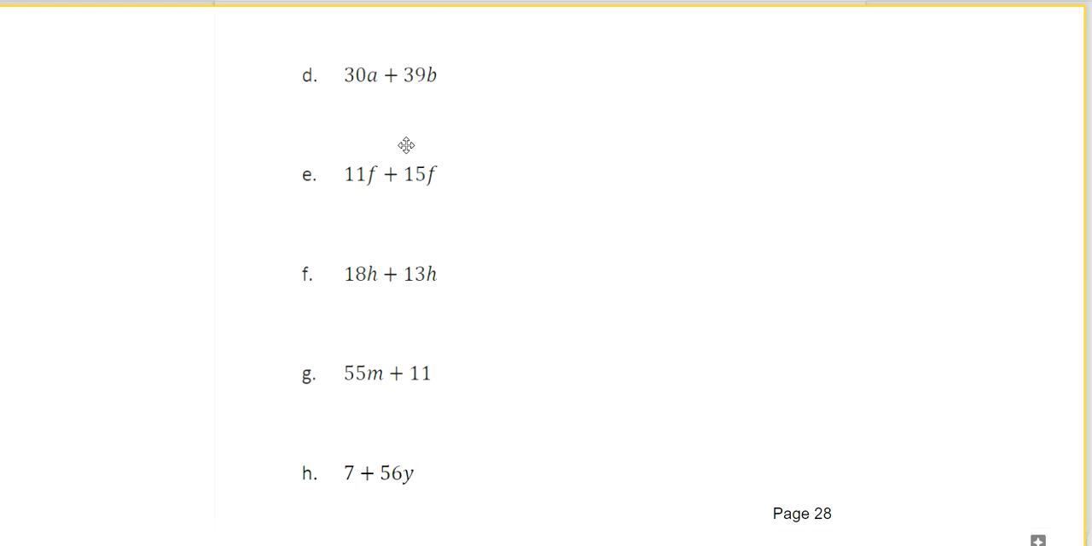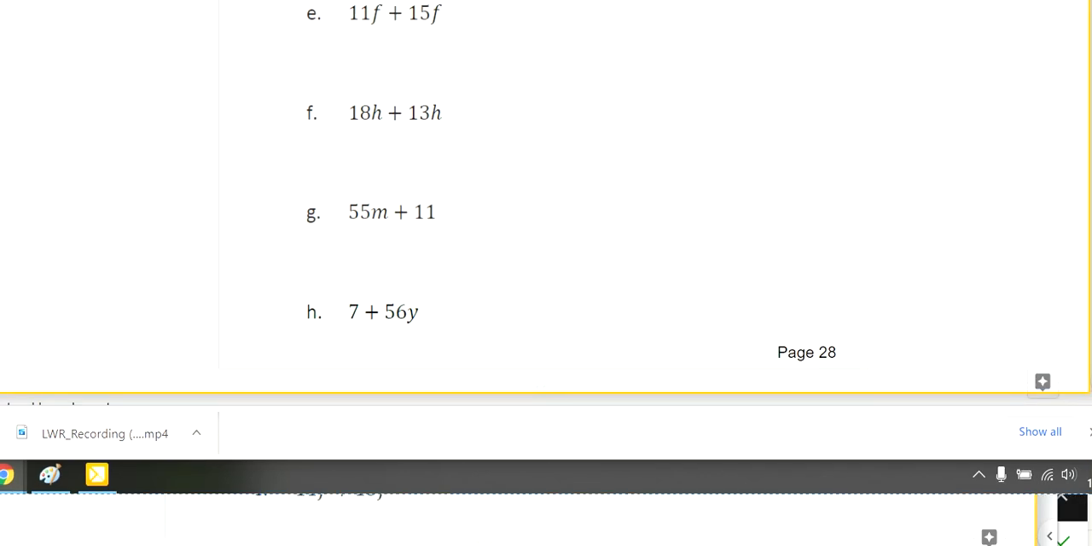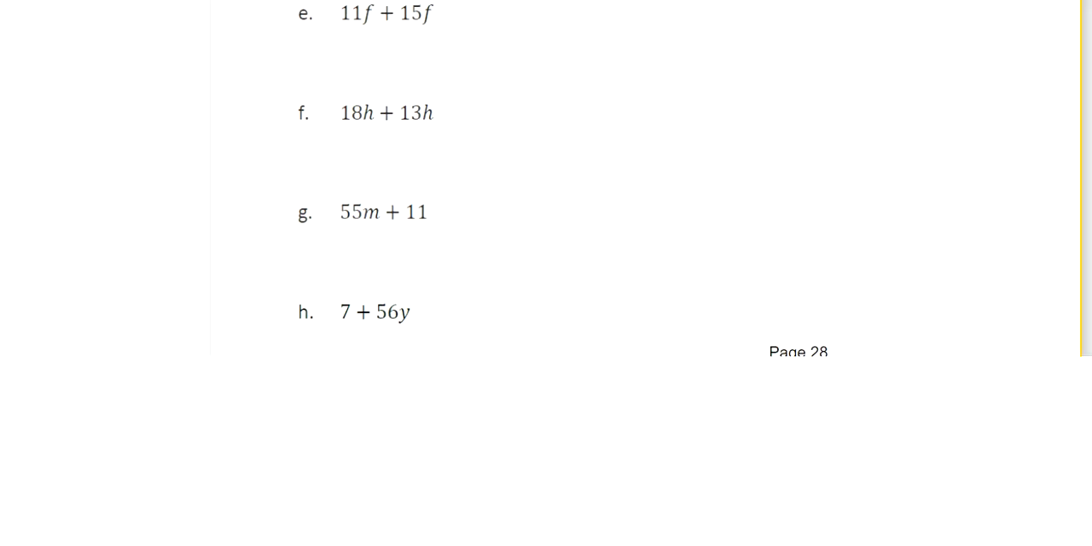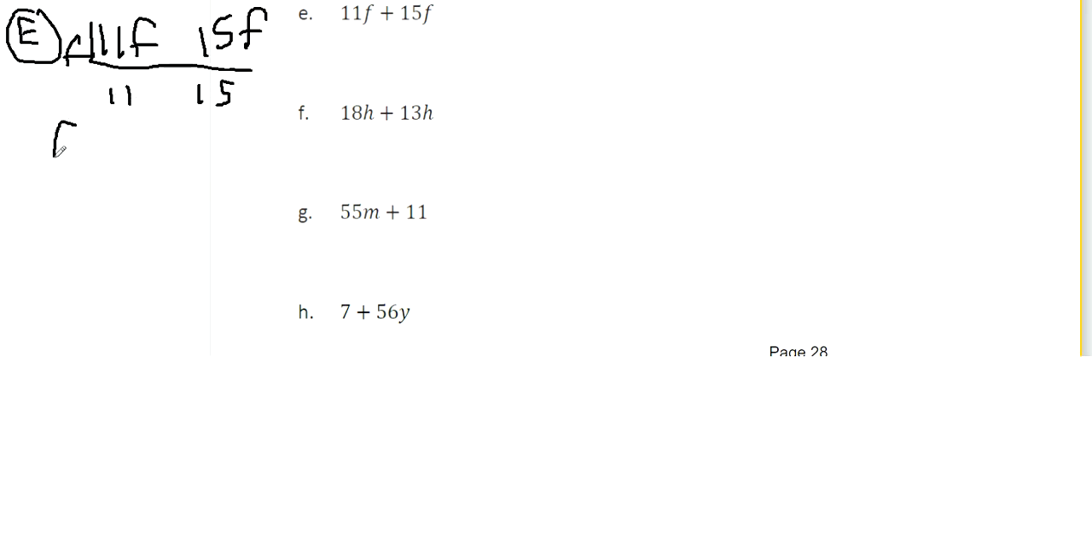So now we're at letter E. Sorry, I thought we were on D, but I think we're on E. Let me just check, one second. So now we're on E, so we can do the exact same thing. I'm going to put it over here for E, and then we'll see how it goes. You have 11f and 15f. Well, this is kind of strange because no number goes into 11 and 15, but you can take an f out. And when you do that, you're going to be left with 11 and 15. So you're going to have f times (11 plus 15). That one's a little bit different because you take out a variable instead of a number. So you take out the letter f, and then you have on the inside 11 plus 15.